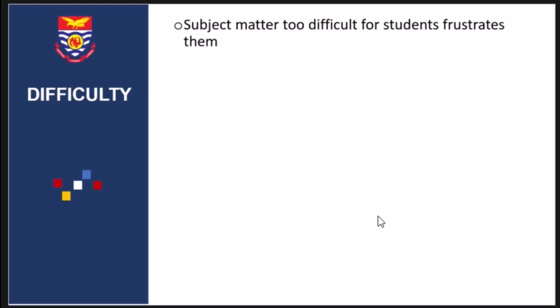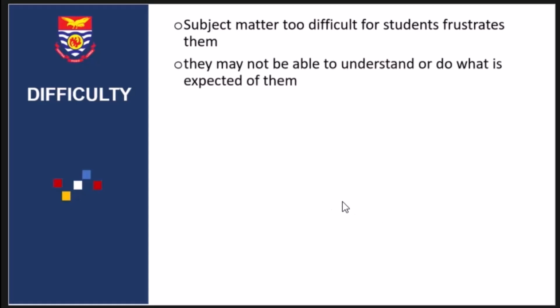The next is difficulty. Subject matter which is too difficult for students frustrates them. And I know you've all been through school at the SHS level, and you were frustrated by some topics in mathematics which you think are so difficult. Teachers try to explain, but because you think the topic is too difficult, you don't have interest in doing them. So if the subject matter is difficult, students will be frustrated.